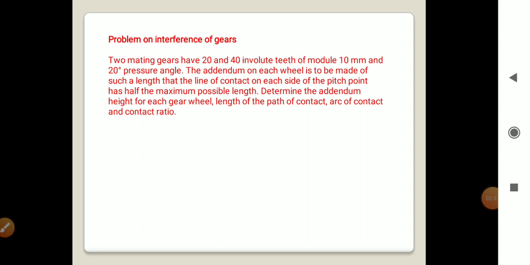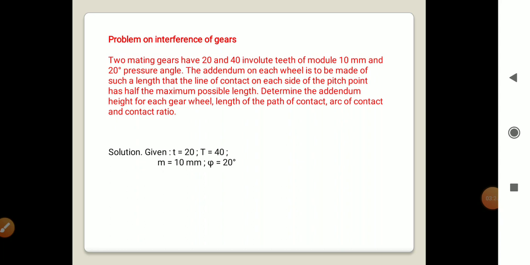In previous problems we saw how to find the length of path of contact, arc of contact and contact ratio, but in this problem the condition is different. In this problem the condition is that the path of contact will be half of the maximum path of contact. So this problem will be different. We are going to use the same formulas to find the length of path of contact, arc of contact and contact ratio. So first, while solving any problem, write down the given data.